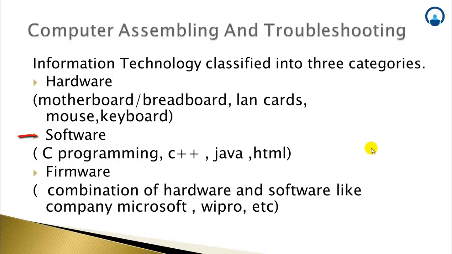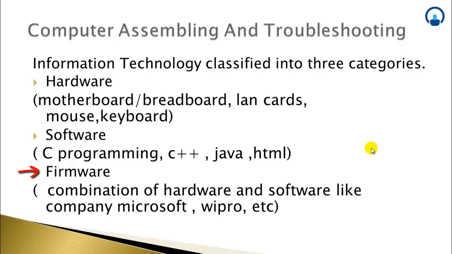Second comes the software. Software like C programming, C++, Java or HTML, which you have heard about. In very easy language, everyone today is using smartphones. You have heard of Android Gingerbread or Android KitKat versions. These are all operating systems developed with the help of software, and the best languages for developing Android software are Java and .NET, for example.